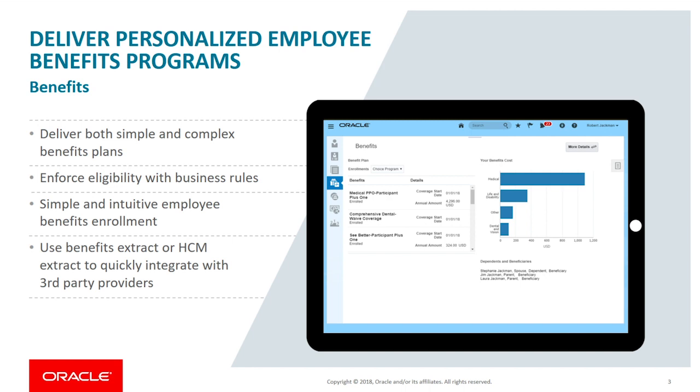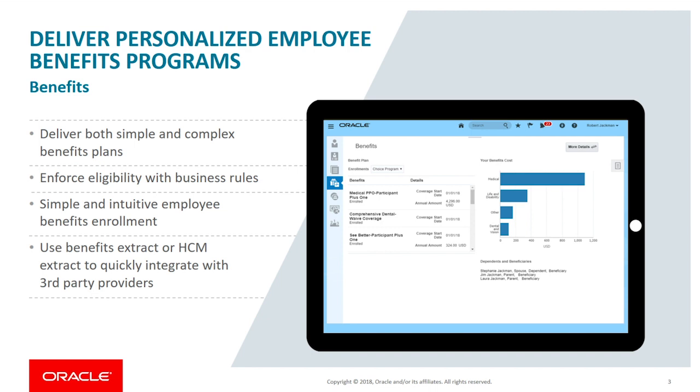You also have the ability to honor your business rules through the use of eligibility. And for your employees, you have a very simplified and intuitive process for open enrollment. Employees also have the ability to choose their benefits, but also to manage their dependents and beneficiaries and the benefits that apply to them as well.